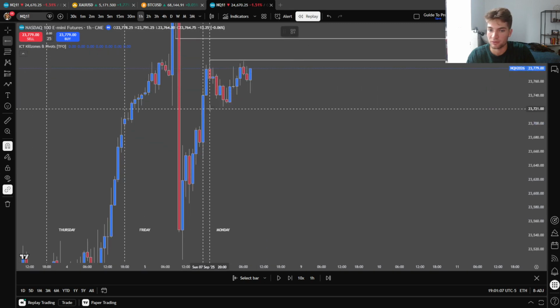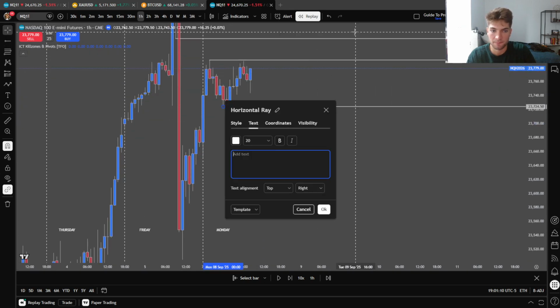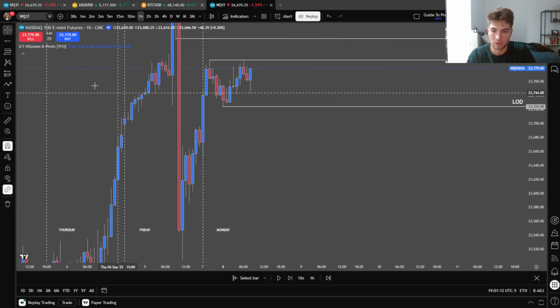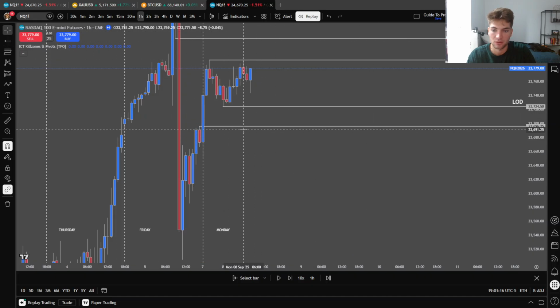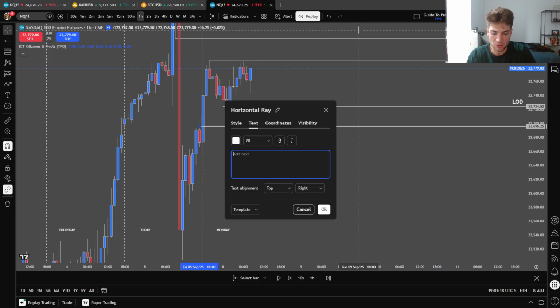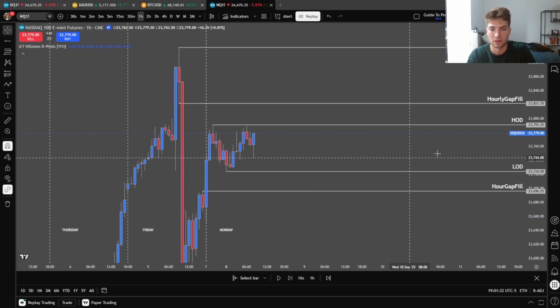Now our bearish objectives clearly are this low of day, which would be my first one, and then right here this hourly gap fill. Why? Because this hourly gap is very prominent. So for the hourly gap fill, we'll just do those two because it's enough.